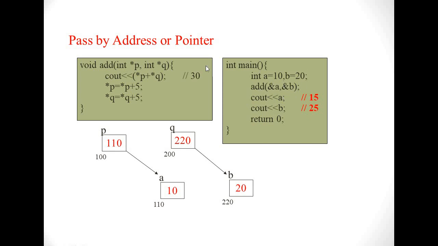Now we are passing the address of a to the pointer variable p, and the address of b to the pointer variable q, and then the p and q values are added. So 10 and 20 are added and 30 results, and then p = p + 5. 10 plus 5 equals 15, and q follows the same process, but we are using a different method, that is the pass by address (pointer) method.